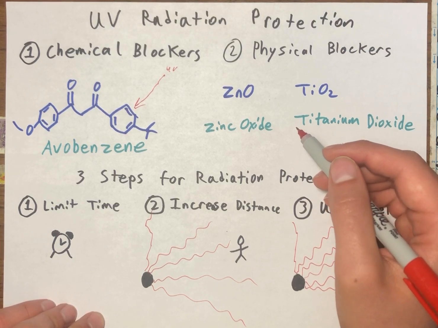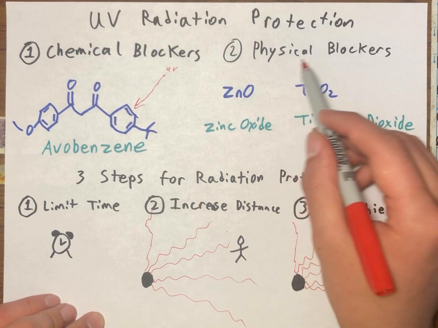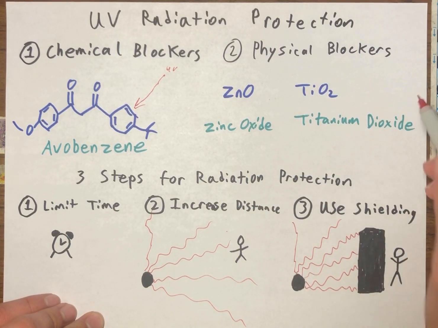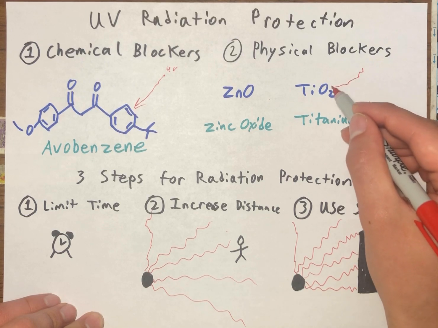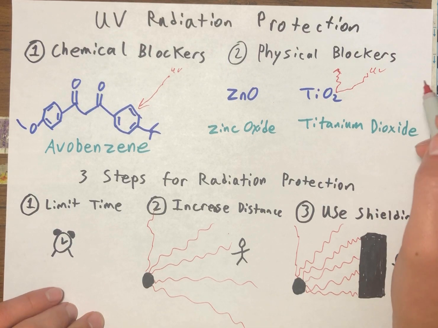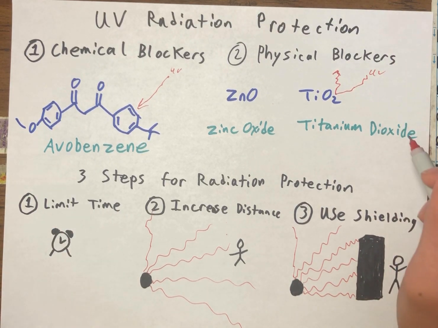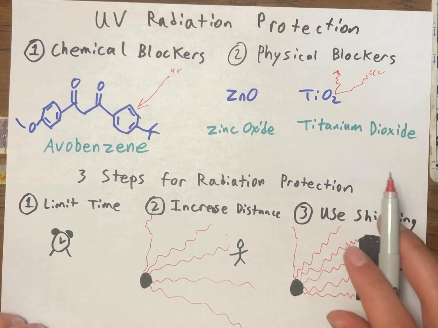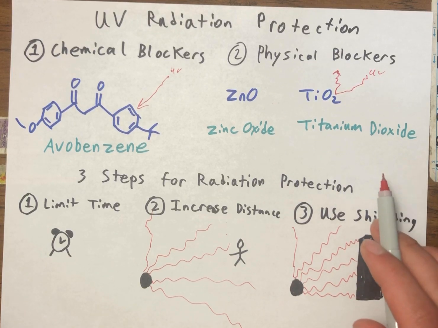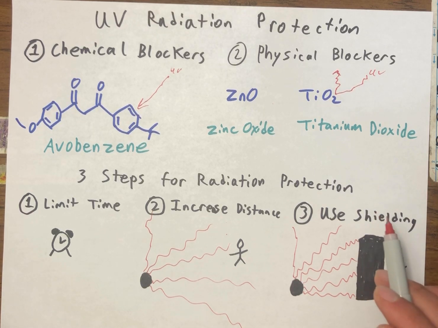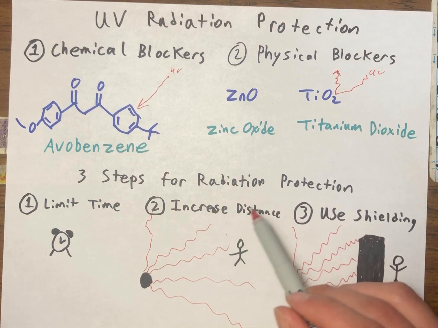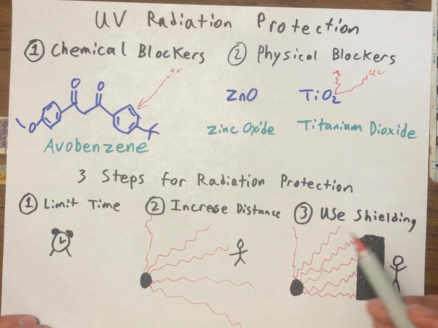Very useful. Our second type are physical blockers, such as zinc oxide or titanium dioxide. And this really works like a mirror. They're little pieces of metal that just reflect UV light, so our skin doesn't even have to worry about it. So from now on, when you put on sunscreen, you know exactly the chemistry and the science that is going into protecting your skin.